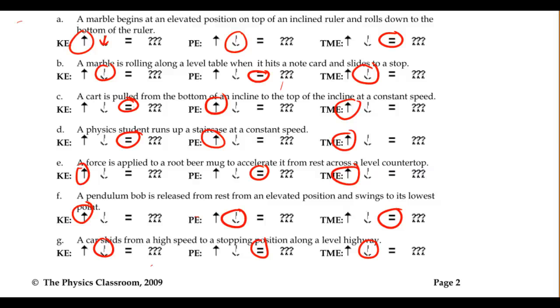In G, it's skidding from a high speed to a stop, so kinetic energy is going down. It's on a level road, the potential stays the same. That means the total energy of the system goes down. Again, work was done in this case by the brakes. That would be negative work. That would reduce the energy of the car, causing it to slow down.